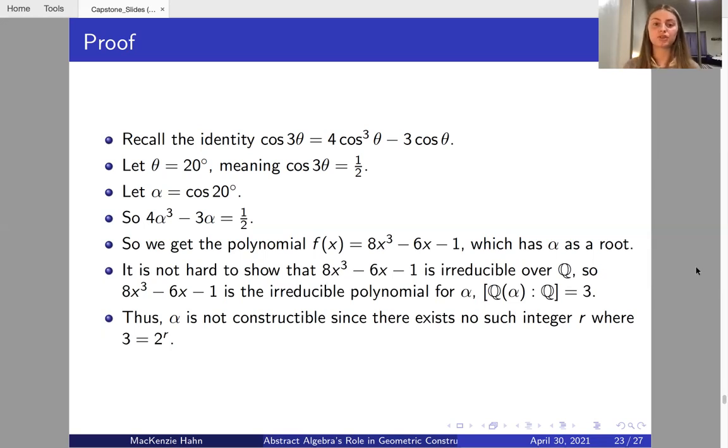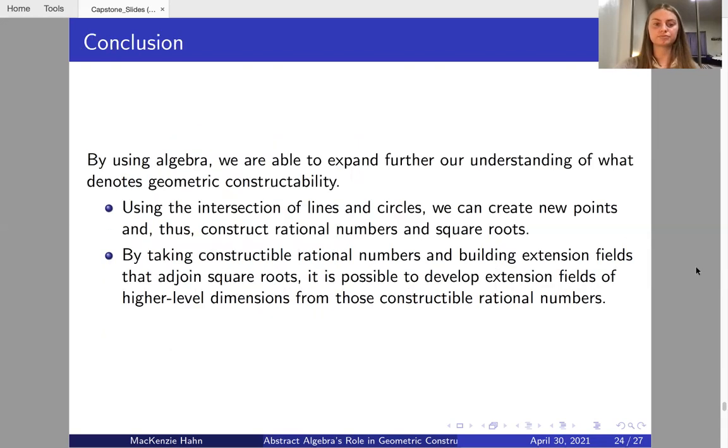And it's important to note that while this general case says that trisecting an angle is not possible, there are some cases where you can trisect an angle. For example, you can trisect a 90-degree angle. But since we know of at least one example, this one, where we can't trisect a 60-degree angle, then we can say that in general, trisecting an angle is impossible.